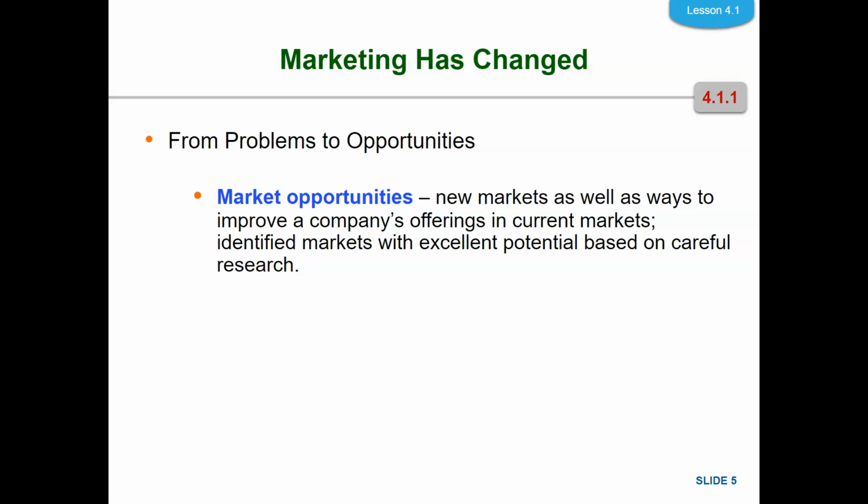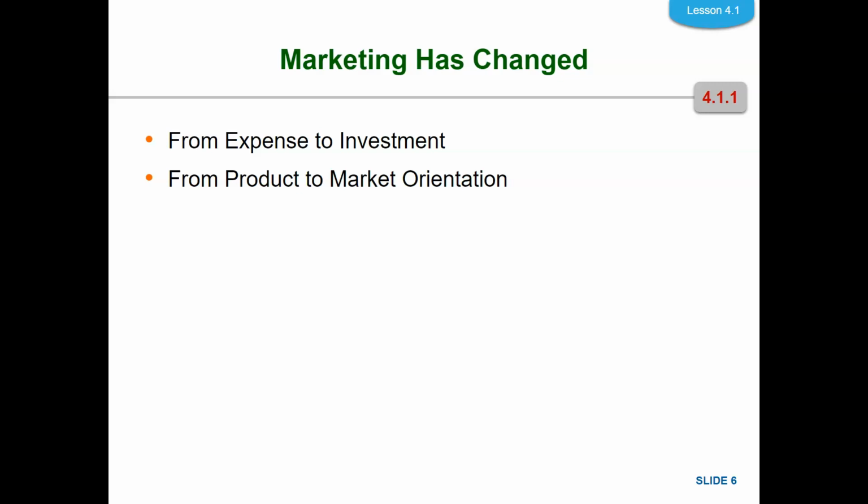So key term number 2, market opportunities. Here on the slide deck and in the textbook in section 4.1.1, it is this: new markets as well as ways to improve a company's offerings in current markets. Identified markets with excellent potential based on careful research. Okay, other ways that marketing has changed, from expense to investment, and from product to market orientation.